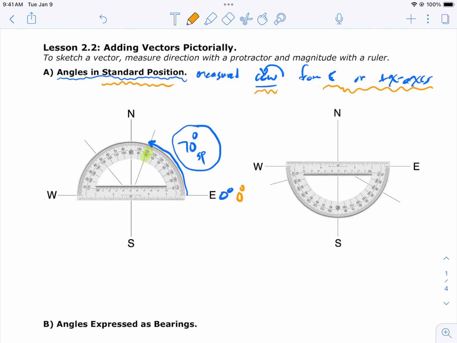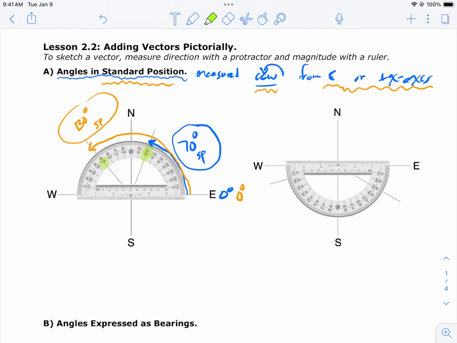So I go like this. I go 10, 20, 30, 40, 50, 60, 70, 80, 90, 100, 110, 120, 130. So this would be 130 degrees in standard position. So in this case, yeah, it looks like the 130 is the one to look at. Don't look at the 50. The 50 is measuring from west. We don't want west. We want east.